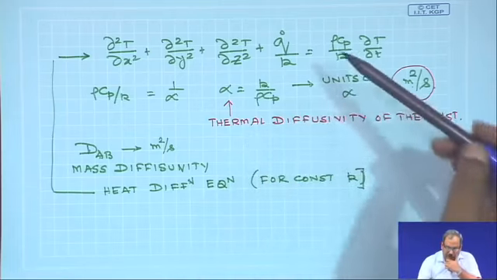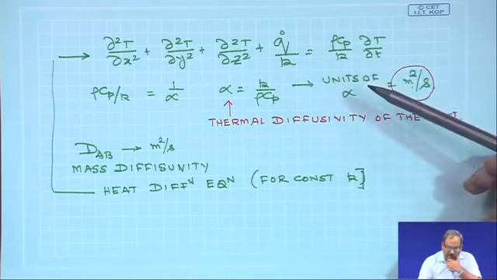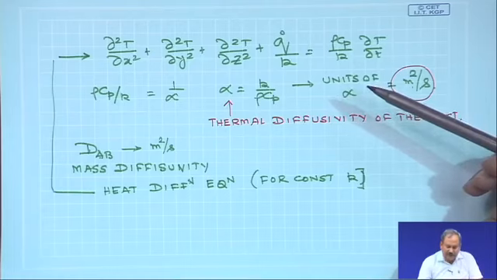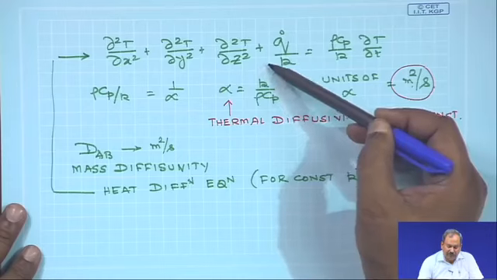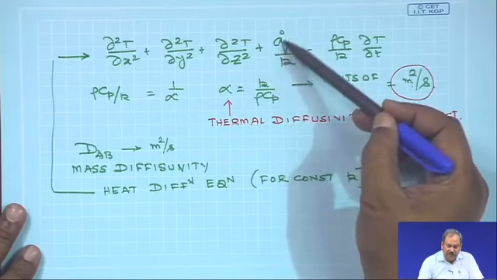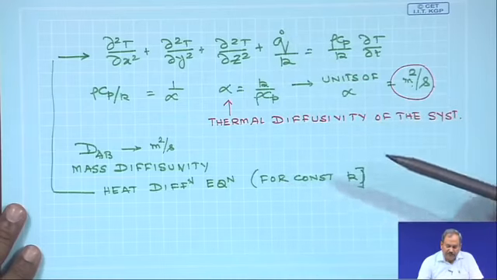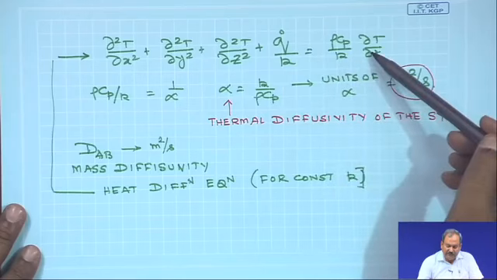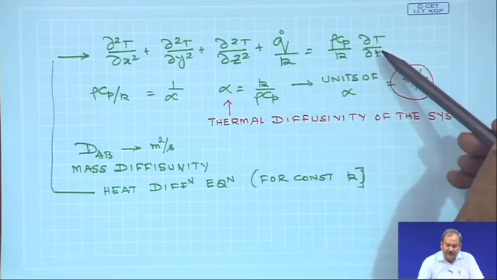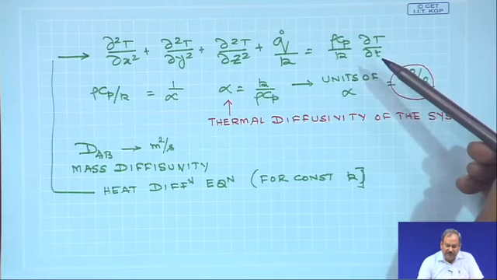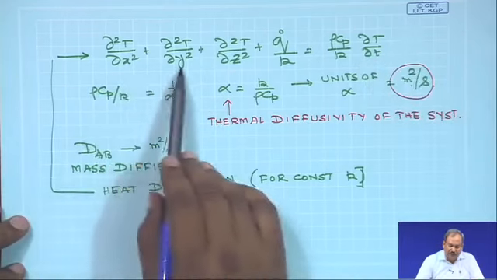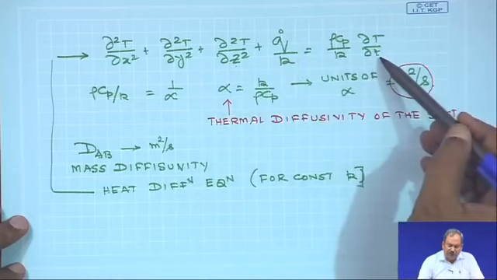Now, many simplifications to this equation are possible. For example, if you assume that the heat conduction is taking place in a system in which you do not have any heat generation, then this Q dot term would simply be equal to 0. If you assume that this system represents a system at steady state, and by steady state I mean that the temperature could be a function of x, y and z, but it is not a function of t.